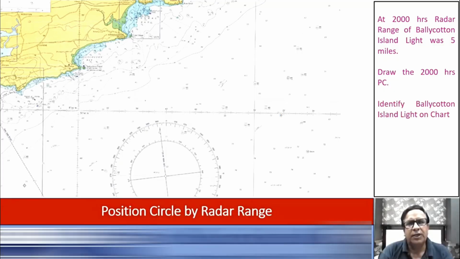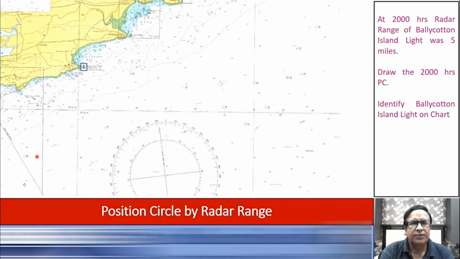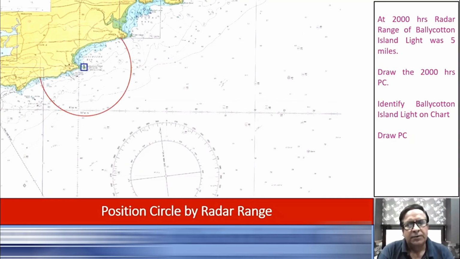So first and foremost, let us identify Ballycotton Island light on the chart. You can see this one is the Ballycotton Island light on the chart. Now with this light as center and 5 nautical miles as the radius opened on the compass using the latitude scale of the chart, we draw a circle on the chart. So the position circle is drawn here with 5-mile radius and Ballycotton Island light as the center. And this becomes the position circle of the vessel at 2000 hours.